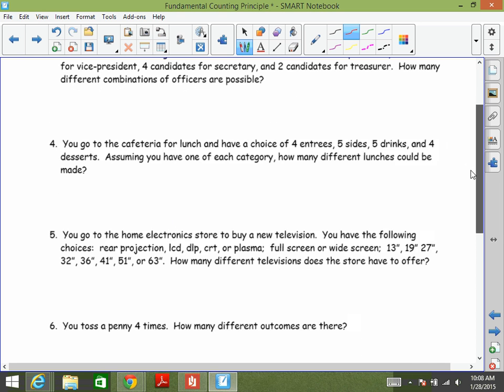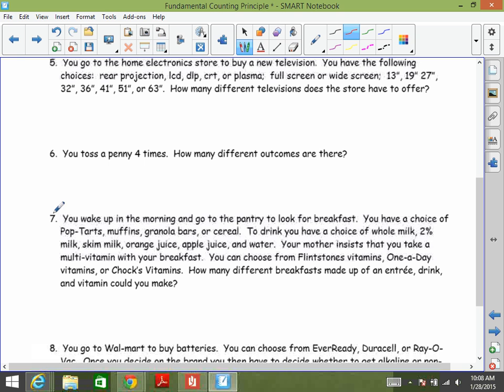Let's go down to question 7. You wake up in the morning and you go to the pantry to look for breakfast. You have a choice of Pop-Tarts, muffins, granola bars, or cereal. To drink, you have a choice of whole milk, 2% milk, skim milk, orange juice, apple juice, and water. Your mother insists that you take a multivitamin with your breakfast. You can choose from good old Flintstones, one-a-day vitamins, or chalks. How many different breakfast combinations can we make? So we're using the fundamental counting principle.